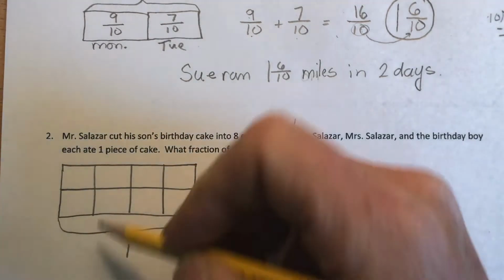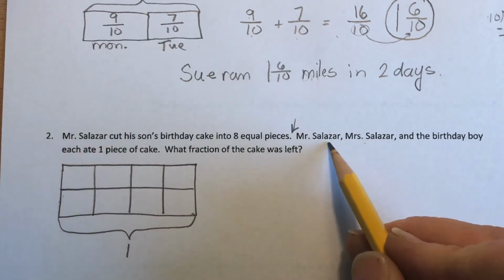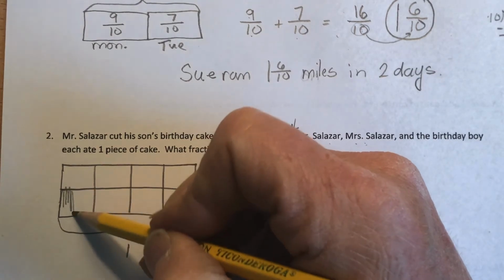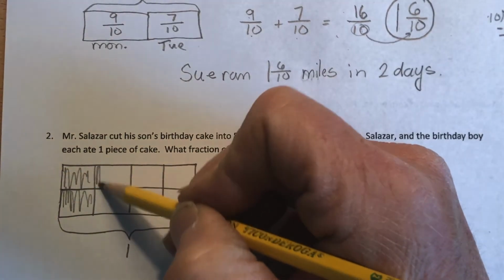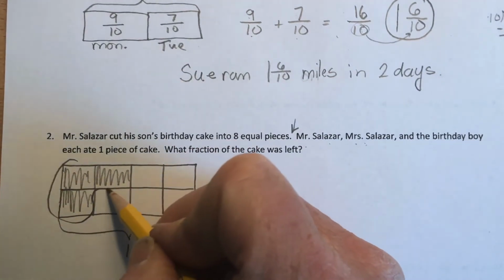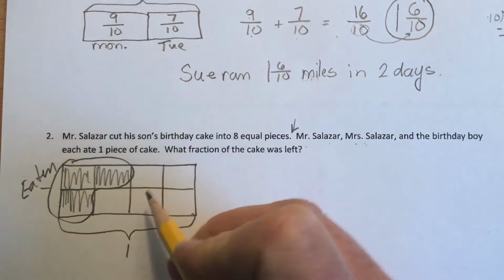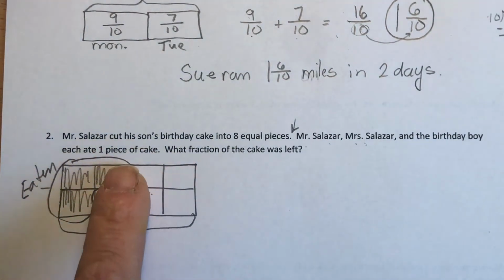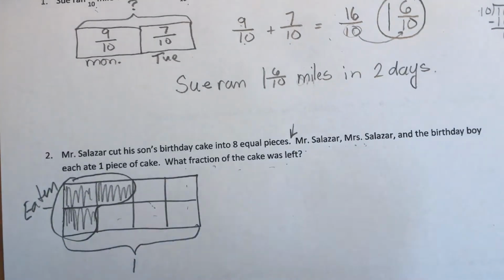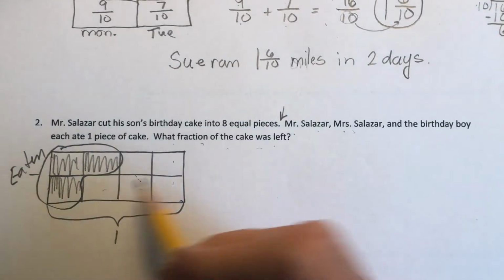And then, how many pieces did they eat? Mr. Salazar, Mrs. Salazar, and the birthday boy each ate one piece of cake. So they ate all of these pieces of cake. Okay? So I'm going to say these pieces were eaten, and these were not. I can see how many are left over, right? Can you say this is what fraction of the cake was left? This part right here was left. I can see that 5/8 of the cake was left, can't you? Yeah. So that's my answer.